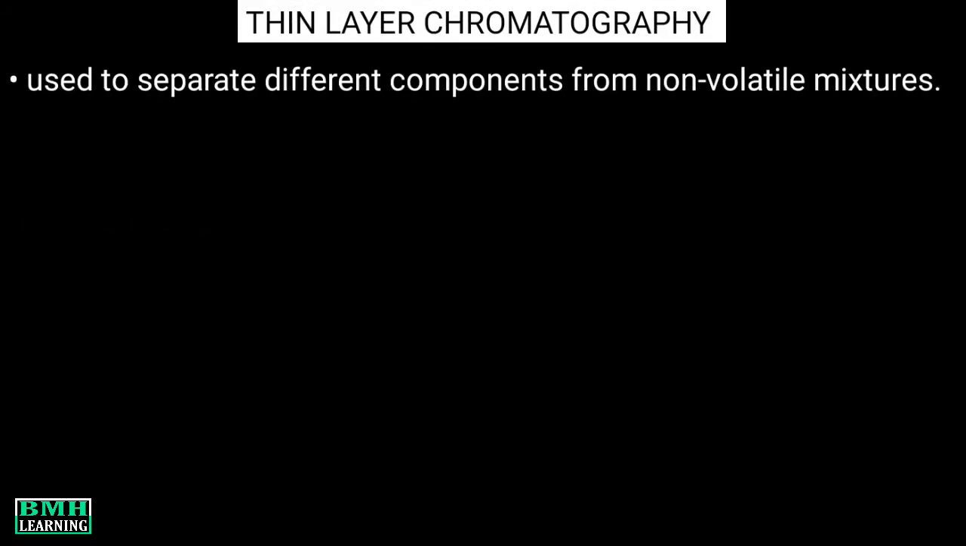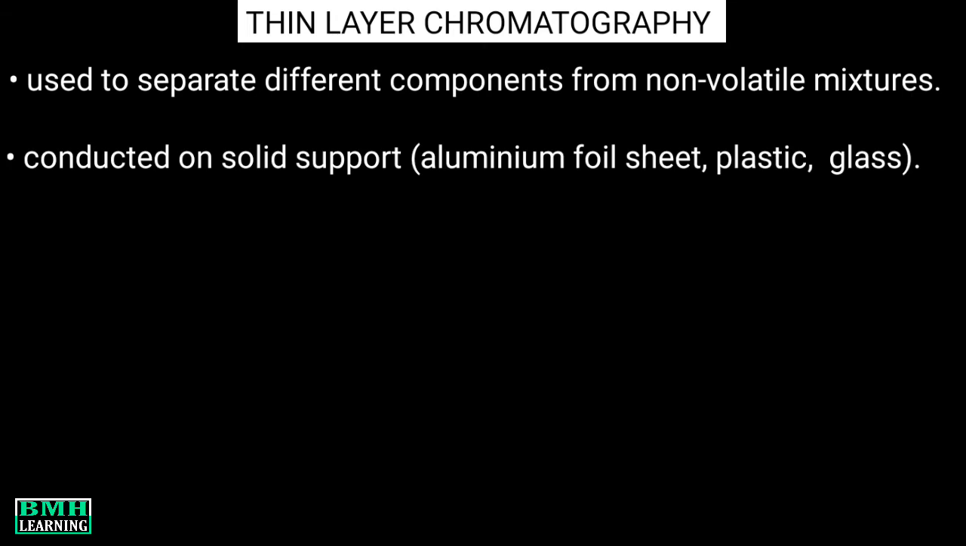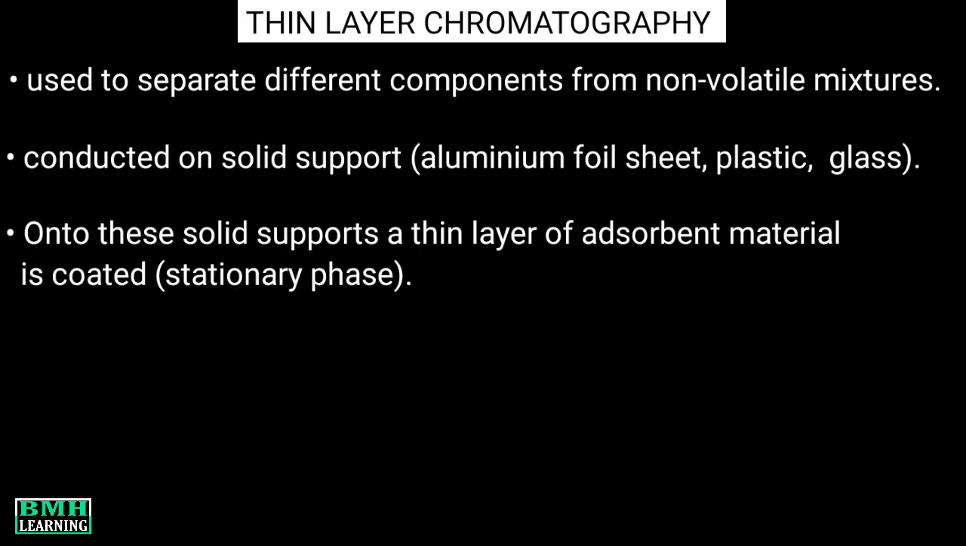In this video, we are going to discuss thin layer chromatography. Thin layer chromatography is used to separate different components from non-volatile mixtures. The experiment is conducted on a solid support which can be formed of aluminum foil sheet, plastic or glass. Onto these solid supports, a thin layer of adsorbent material is coated, which is nothing but the stationary phase.